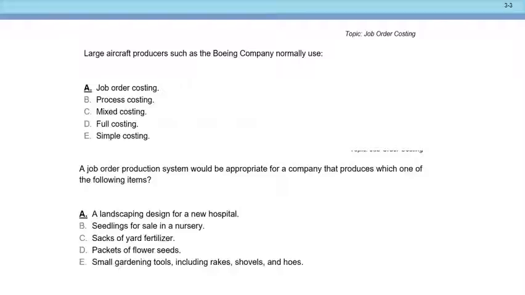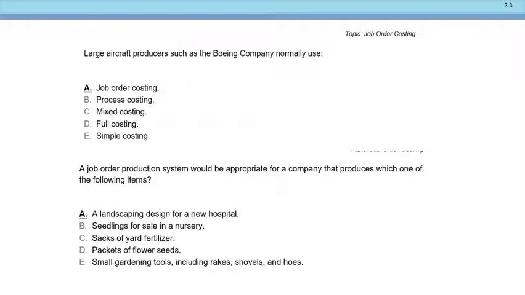Job order production system would be appropriate for a company that produces which of the following items? Landscaping design for a new hospital. Look, the landscaping at a hospital is going to be different than the landscaping at somebody's personal residence versus the landscaping here at the college. Each project is different, right?